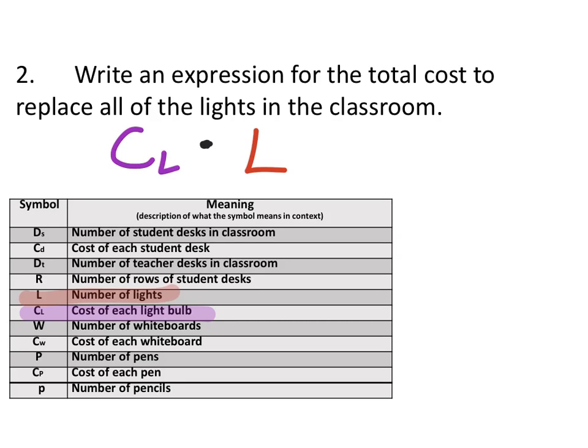Yeah, so this one, you could say, well, you're going to take the number of lights and multiply it by the cost of each light. And yeah, these are the same. And this again goes back to the commutative property of multiplication. So these are the same, and it doesn't matter which order you put them in.